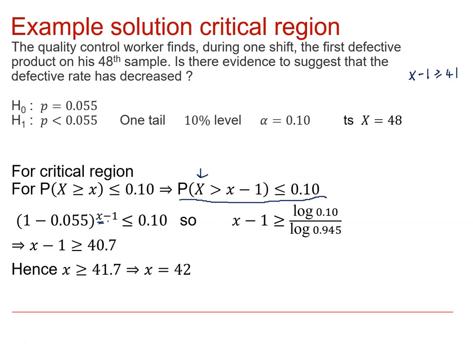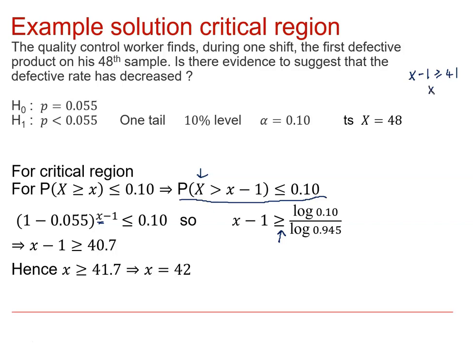If we take logs each side, remember to reverse the inequality sign, because log 0.945 will be negative, and when we divide both sides by that, obviously we're going to change the inequality to a greater than or equal to. We will end up with x minus 1 greater than or equal to log 0.1 over log 0.945, and that gives us x minus 1 greater than or equal to 40.7. So x is greater than or equal to 41.7, and that again gives us x equals 42.